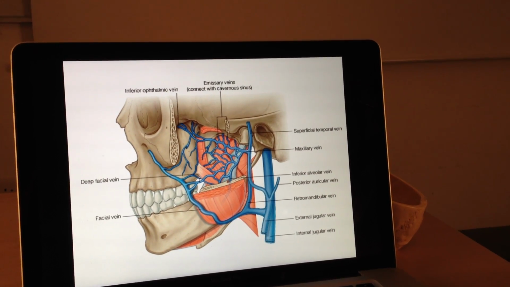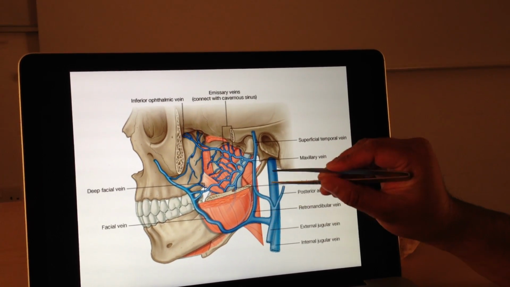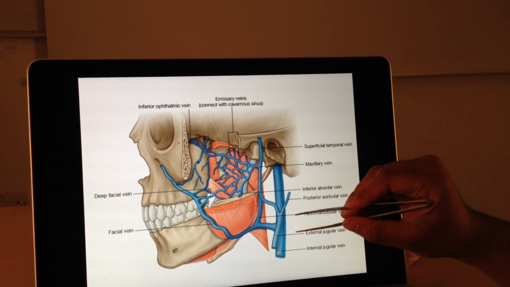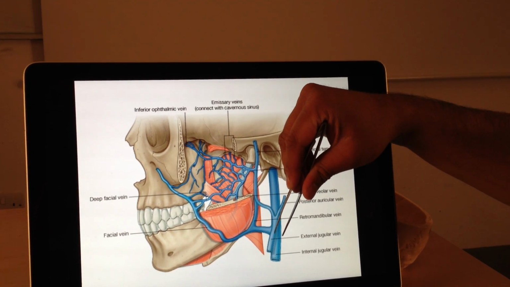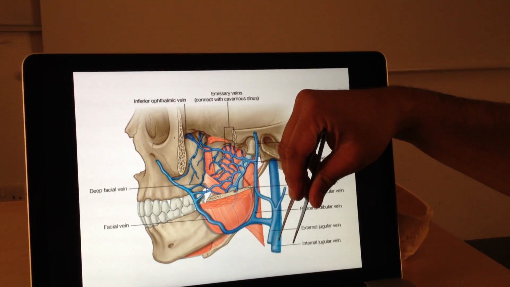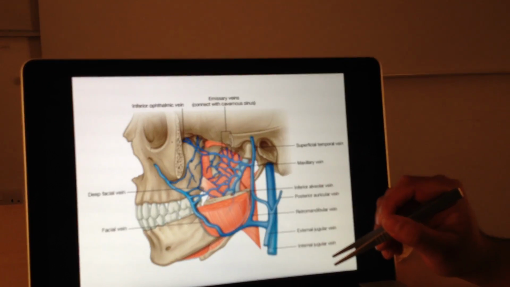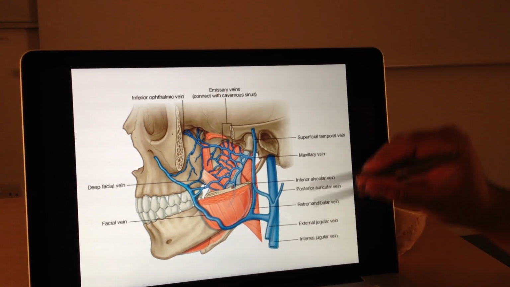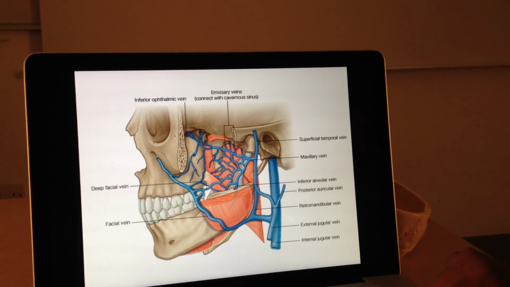Now the retromandibular vein and the facial vein meet, and where they meet, they form the external jugular vein. Of the jugular veins, this is the smaller one. The internal jugular vein is the bigger one, but the external jugular vein will eventually meet with it on its way down to the heart. So where does the jugular vein come from? Well, the jugular vein comes from these sinuses before.